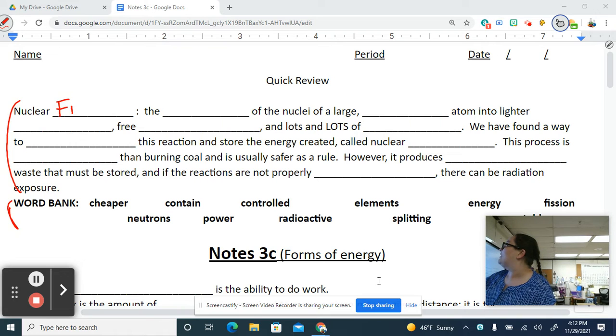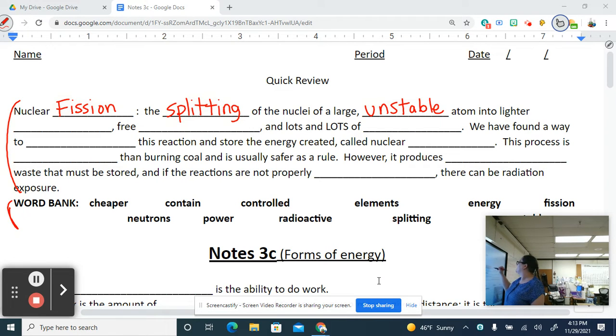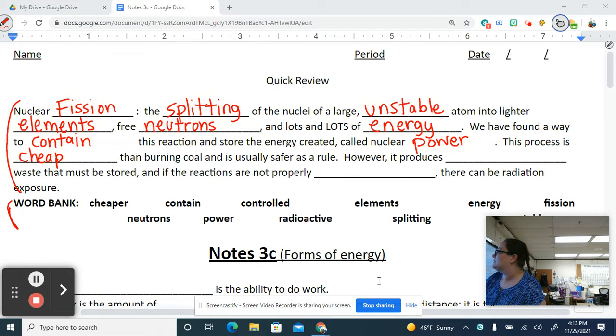So nuclear fission is the splitting of the nuclei of a large unstable atom into lighter elements, free neutrons, and lots of energy. We have found a way to contain this reaction and store the energy created, called nuclear power. This process is cheaper than burning coal and is usually safer as a rule.